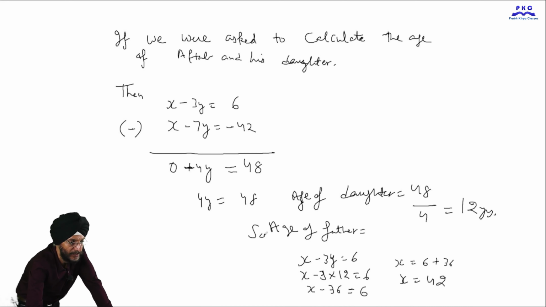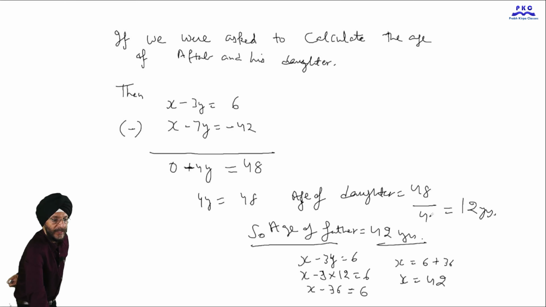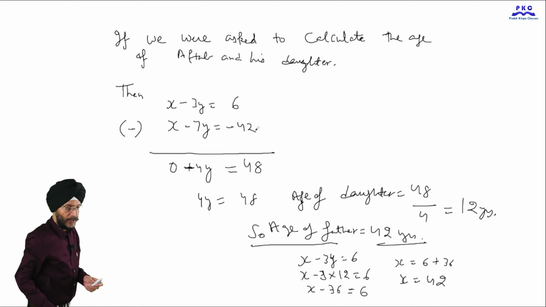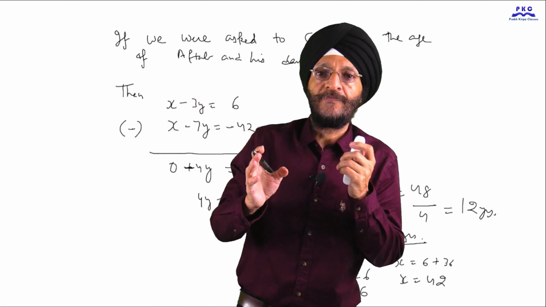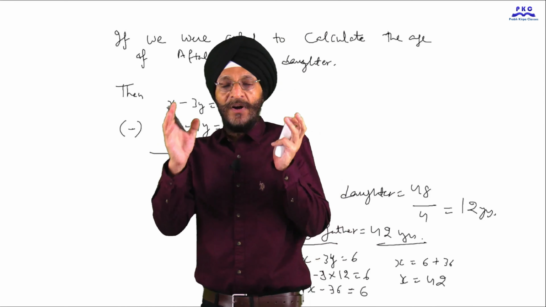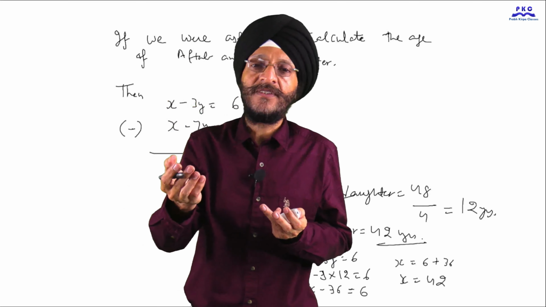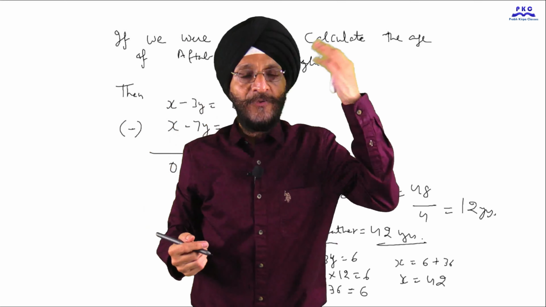So the current age of father is 42 years. If you fill the values of age of daughter and age of father in any of these equations, you will find it as equal to 6, and in the second case you will find it as minus 42. So we have here been able to calculate the current age of father, and the age of father and daughter after 7 years, after 3 years, and before 7 years.